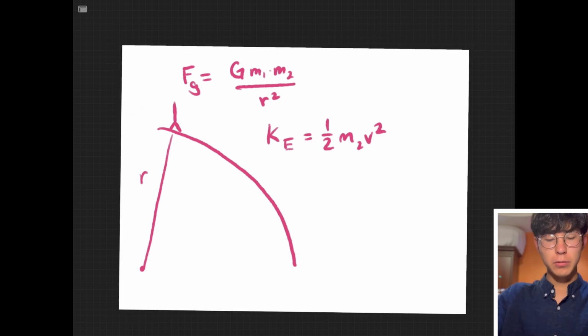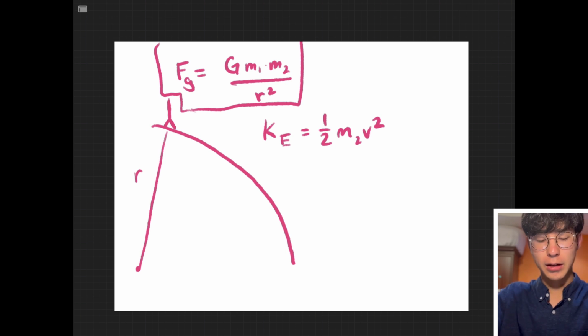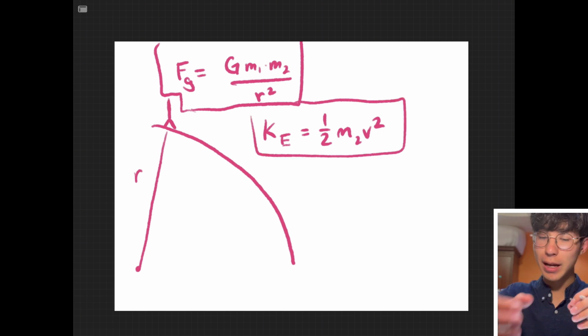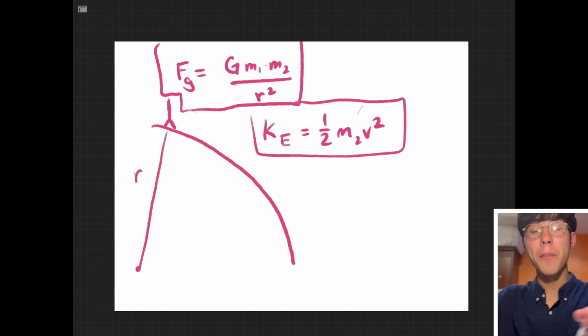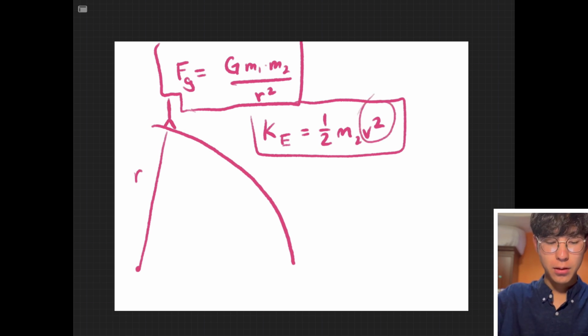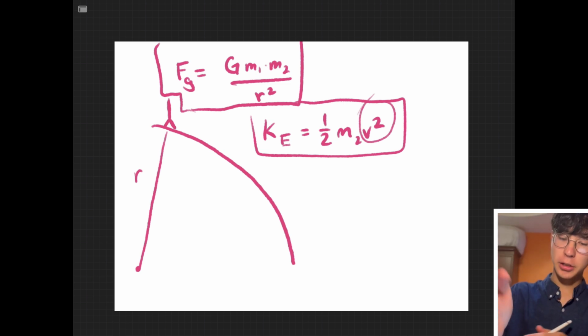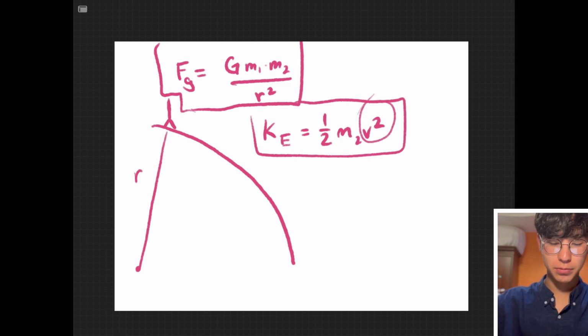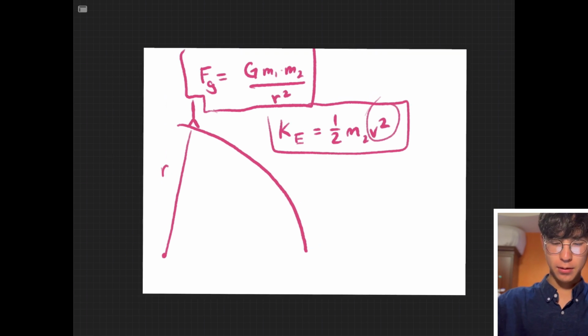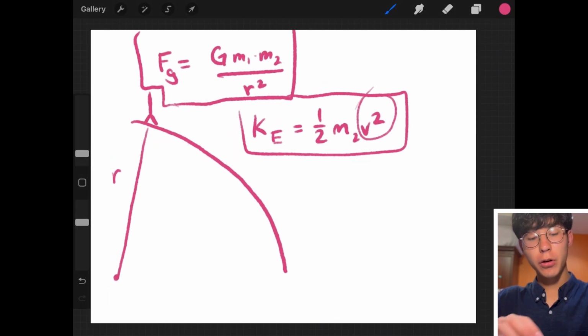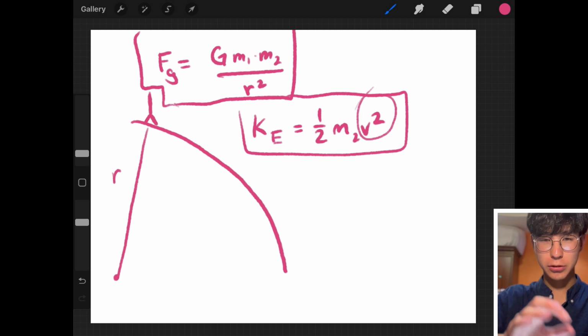So one thing here is that gravitational force is a force and kinetic energy is energy. So how do we relate these two things in order to get the minimum velocity? Because force is measured in newtons, it's a vector quantity. Energy is a scalar quantity and it's measured in joules. Vector means it has magnitude and direction. Scalar just means it has only magnitude. Okay, so we want to convert this force into something similar to energy.